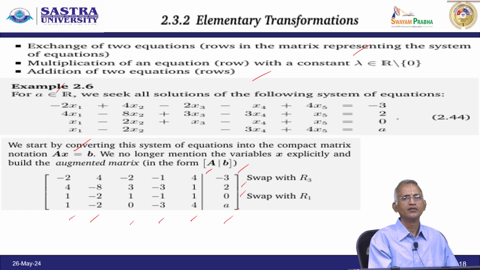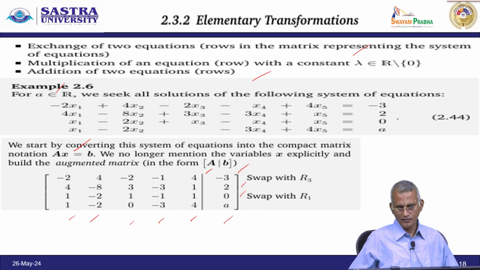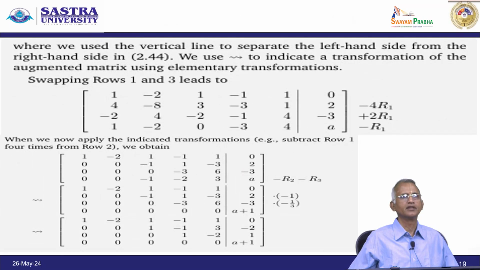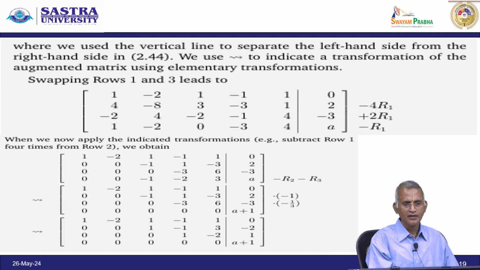So, this way you have to take into account converting the augmented matrix from the given system of linear equations, where we use a vertical line to separate the left hand side from the right hand side. We use this notation to indicate the transformation of the augmented matrix using elementary transformations. Now, we have to swap rows 1 and 3, so that we have the equation.